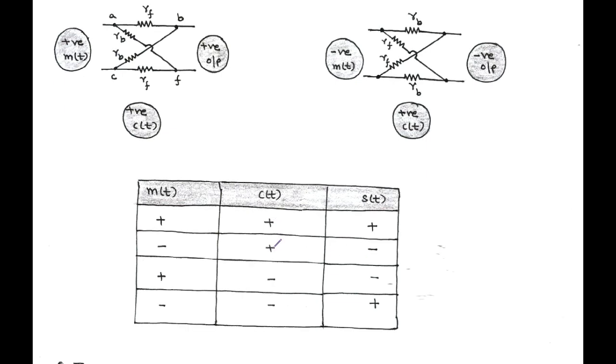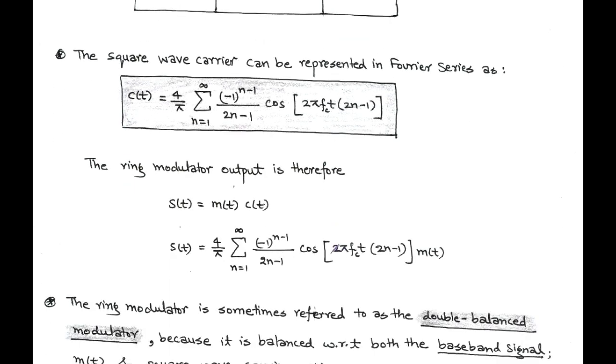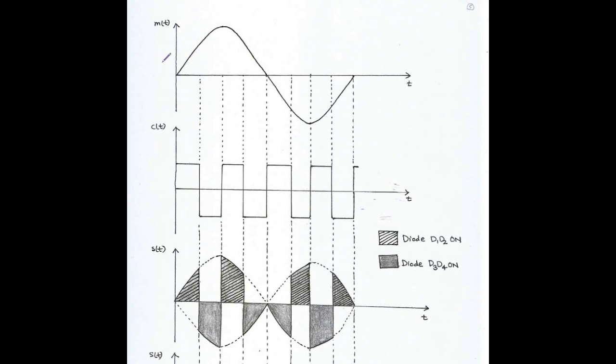In the ring modulator, we consider a carrier that is a square wave, and in Fourier series, the square wave carrier can be represented as c(t) equals 4 upon pi, summation n equals 1 to infinity, (-1)^(n-1) upon (2n-1), cos[2 pi fc t (2n-1)]. So this is a representation of a square wave carrier in Fourier series, and the output of the ring modulator is the product of message and carrier, and accordingly the output of a ring modulator can be represented mathematically in the form of the square wave carrier. This ring modulator is sometimes called a double balanced modulator because it is balanced with respect to both the message signal and the square wave carrier. Next, we represent a waveform of a ring modulator.